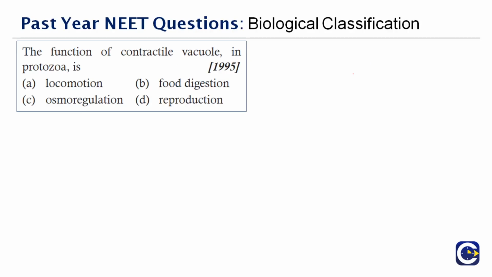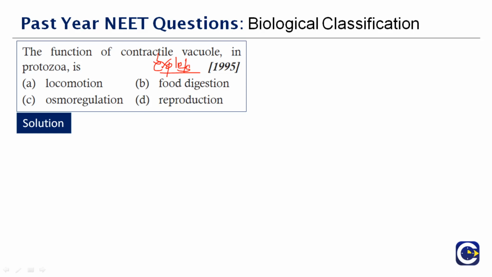The function of contractile vacuole in a protozoa is dash. So what is contractile vacuole? A vacuole which is present in some protozoans. They expel excess liquid on contraction. So what is the role of this particular organ? It expels the excess fluid which is not necessary for the protozoan outside.